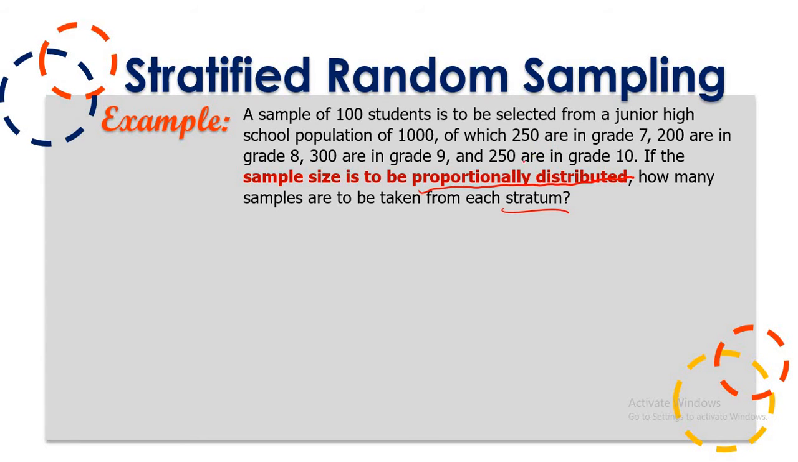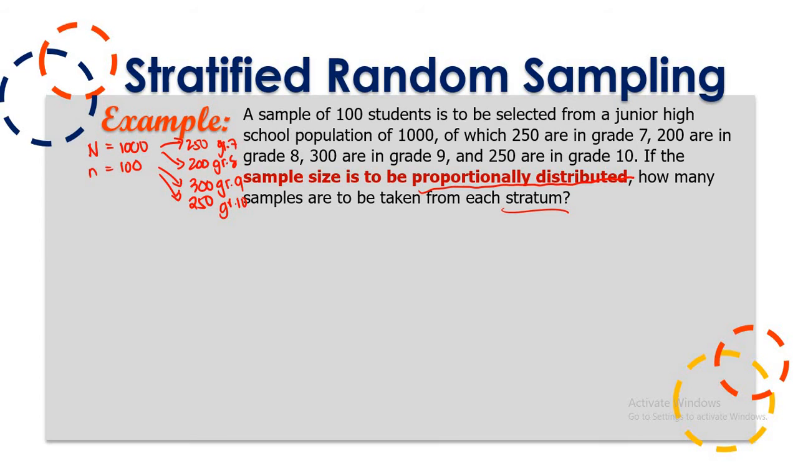So what we need to know here are some specific information, such as the population size, which is 1,000. We're going to get a sample of 100. And we have other given information, which is the composition of this 1,000. So from this 1,000, 250 are in grade 7, 200 are in grade 8, 300 grade 9, and 250 grade 10. So basically, from the population, it is grouped, and they are grouped based on grade level. Therefore, homogeneous, therefore can be called a strata.